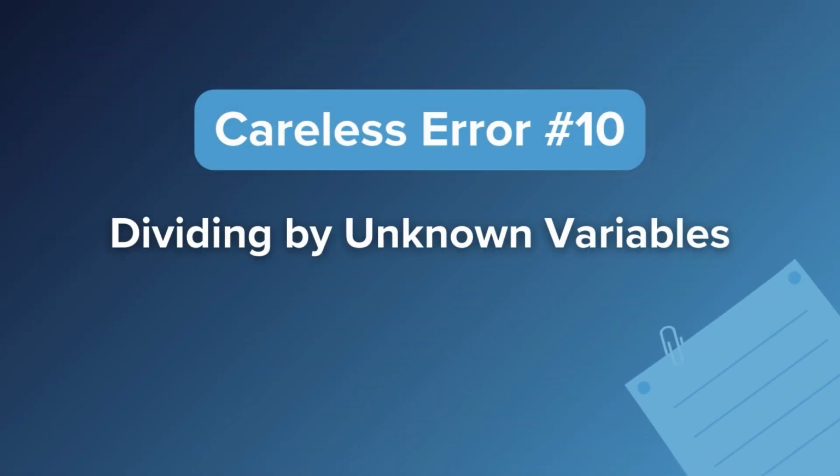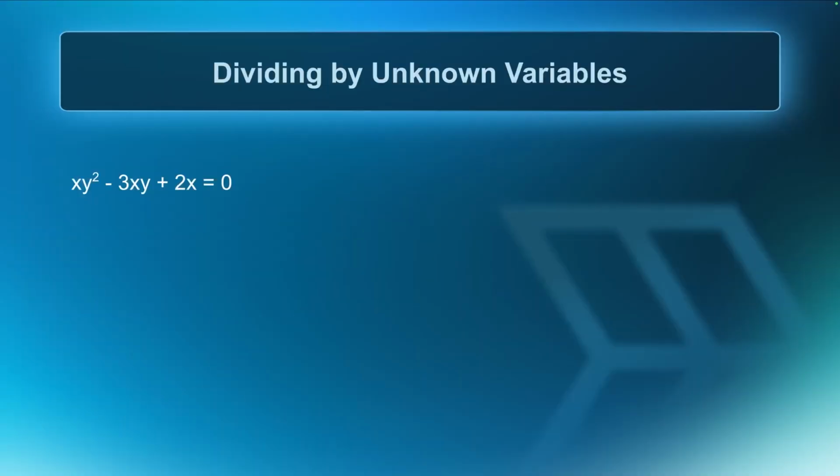Silly mistake number 10 is dividing by unknown variables. A lot of test takers don't even know that this is an error, and those that do, forget about it. When we're manipulating an equation, we need to be extremely careful when dividing by an unknown variable if that variable could possibly be 0, as dividing by 0 can completely break our equation and give us an invalid answer.